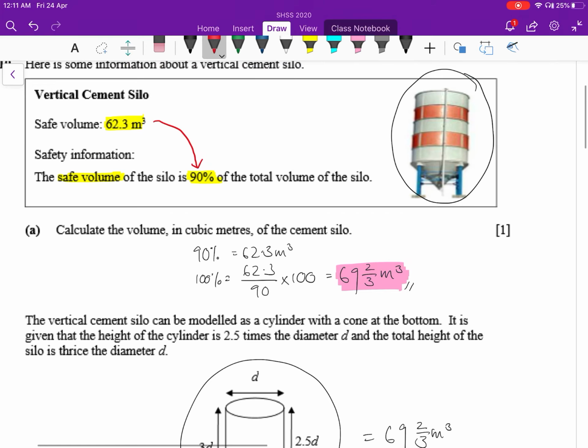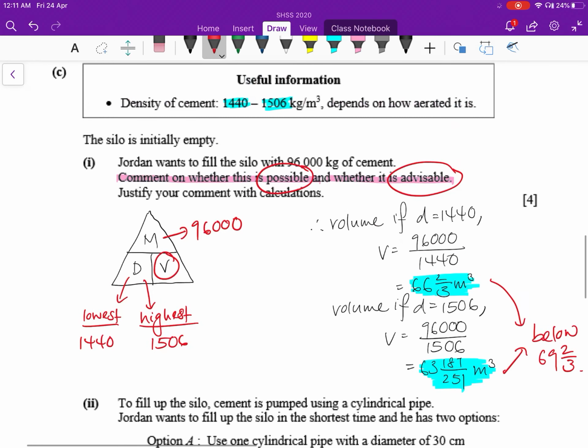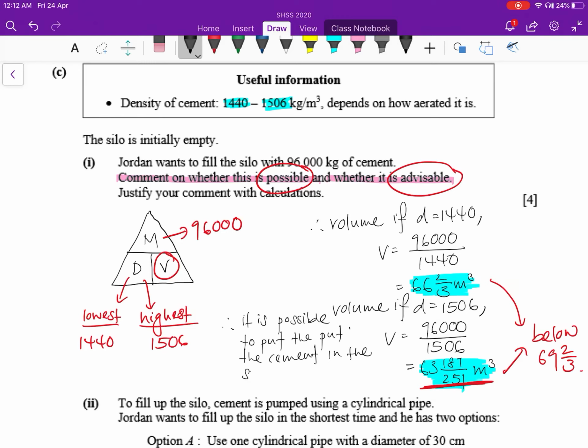So now let's take a look. The safe volume is 62.3. You see, even if the density is the highest, the volume is still 63, which is more than your 62.3. So therefore, it is possible to put the cement in the silo, but it is not advisable.